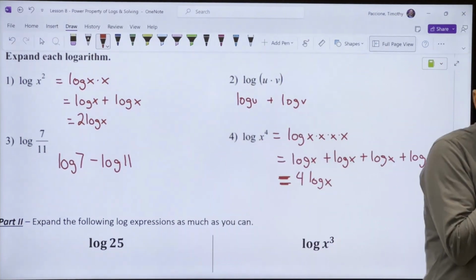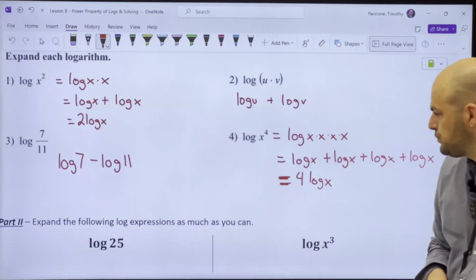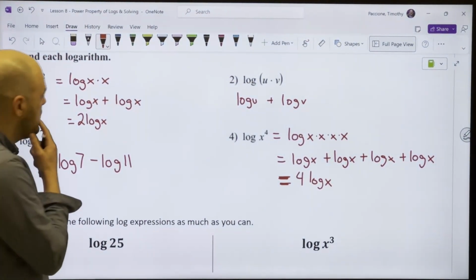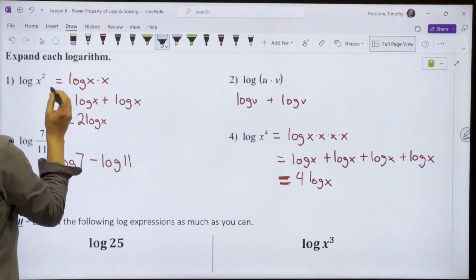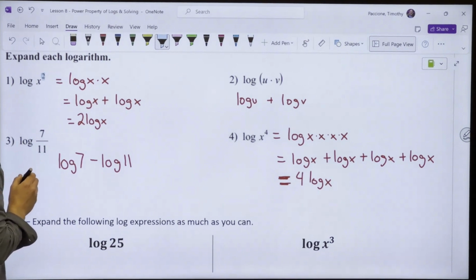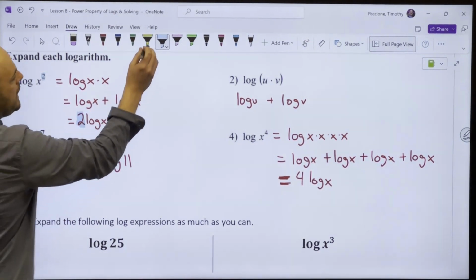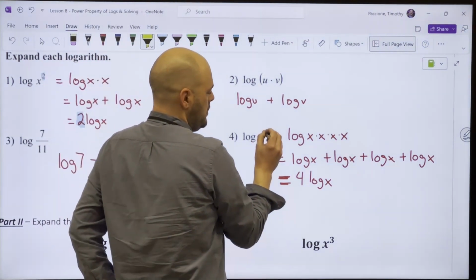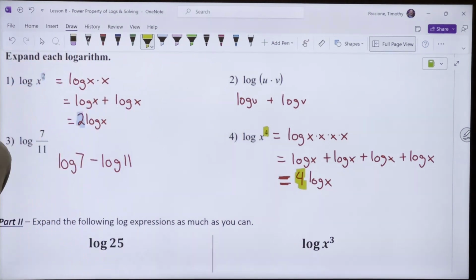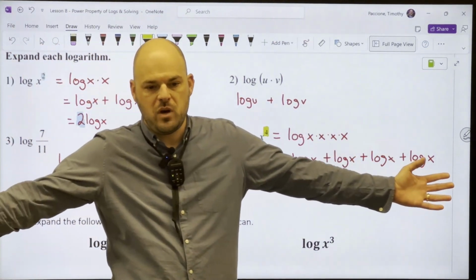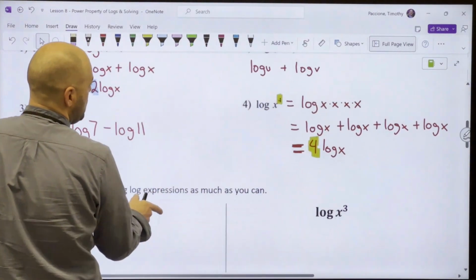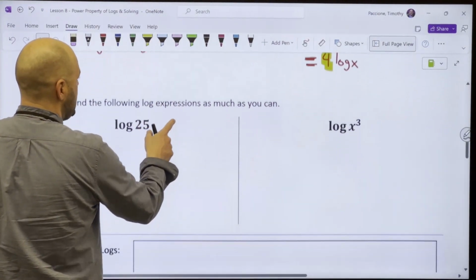Anybody noticing anything? The exponent is the same as what? So in this, the exponent was 2, and where did that 2 end up? Out front. How about in this one? Exponent was 4, and it ended up out front. Which brings us to our next property, the power property. Okay? So we're going to prove it a couple more times, and then we'll define the property, and then you'll have all 3 properties that you need.